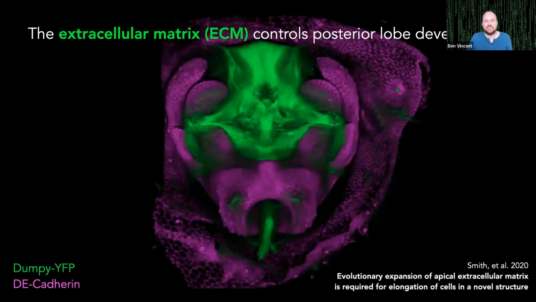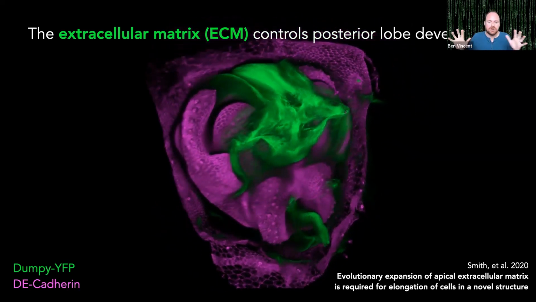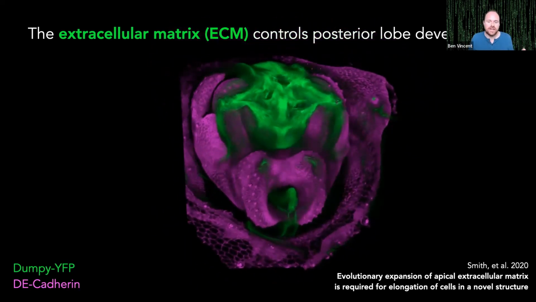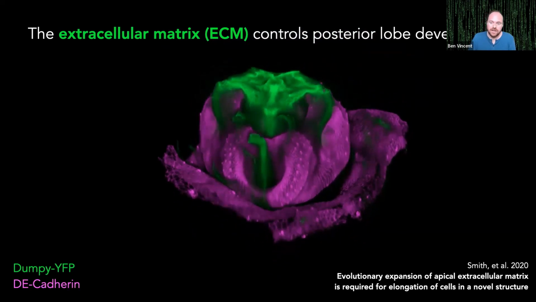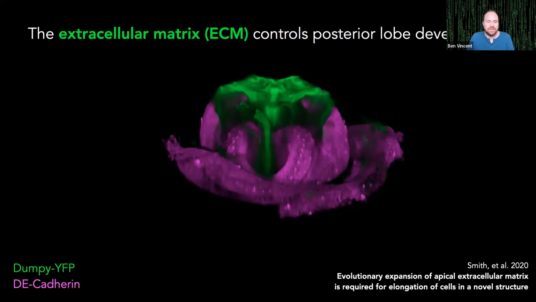And here's what it looks like during genital development in a different species, which is Drosophila melanogaster. This data was collected by Sarah Smith, a former graduate student, and she was able to image a particular tagged matrix protein called Dumpy, which you can see here in green. And she found that it forms this really elaborate surface that covers a bunch of genital structures as they're developing. And here you can see labeled Dumpy right on top of the posterior lobe.